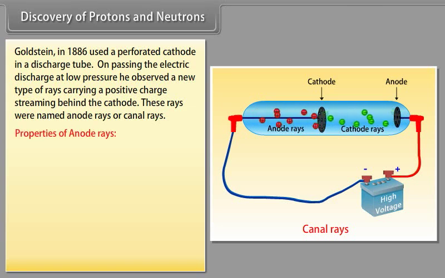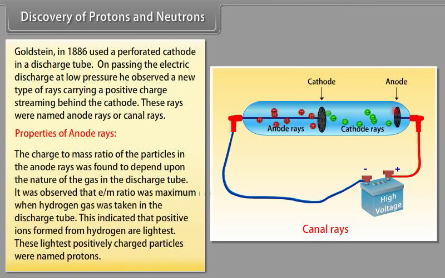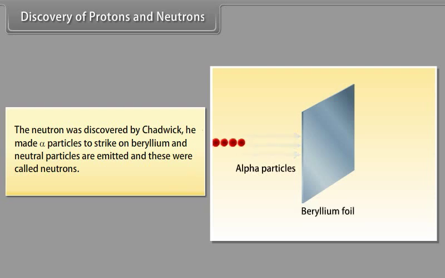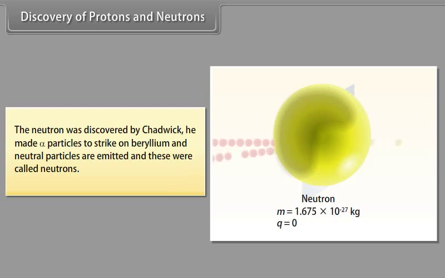Properties of anode rays. The charge-to-mass ratio of the particles in the anode rays was found to depend upon the nature of the gas in the discharge tube. It was observed that the e/m ratio was maximum when hydrogen gas was taken in the discharge tube. This indicated that the positive ions formed from hydrogen are the lightest. These lightest positively charged particles were named protons. The neutron was discovered by Chadwick. He made alpha particles strike beryllium, and neutral particles were emitted, and these were called neutrons.